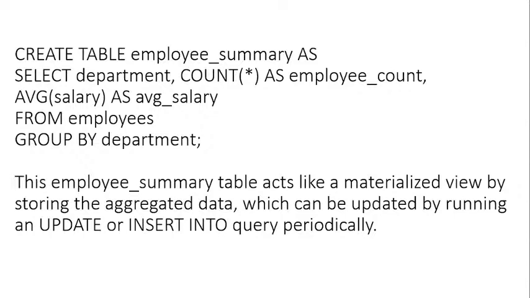Create table employees_summary as select department, count(*) as employee_count, avg(salary) as average_salary from employees group by department. What is this code doing? This is a view, but the guy wants to save what was viewed. He didn't just want the table to collapse again. He wants to store it somewhere because you can't store it in a view. So that's what this code is doing. So this employees summary table acts like a materialized view by storing the aggregated data, which can be updated by running an update or insert into query periodically.